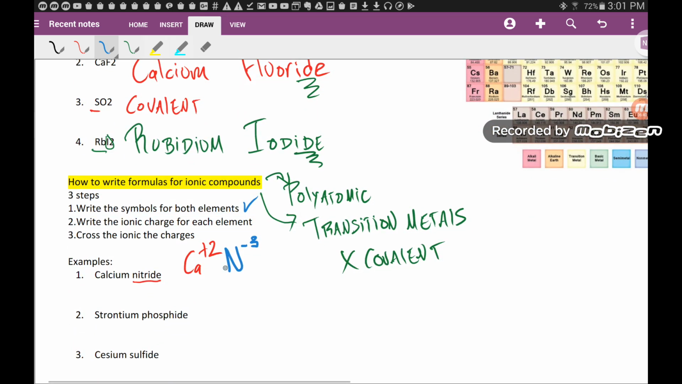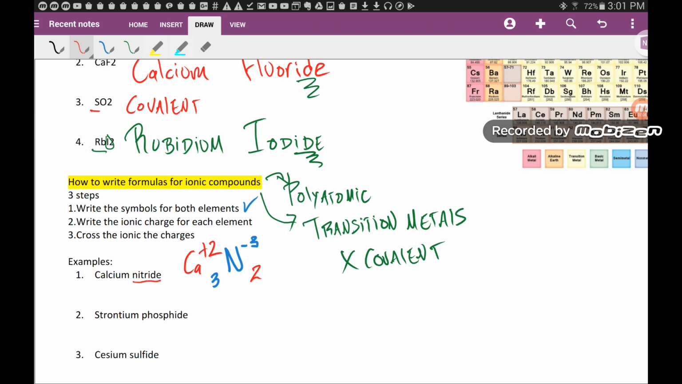Okay, the only thing we're gonna do is we're gonna bring these 3 down here, and these 2 we're gonna cross to the other side. So this 3 is gonna come down here. Okay, and the 2 is gonna come down here. And notice that we leave the signs behind, because this number is actually telling us that we have 3 calcium atoms, and this number up here is a charge.